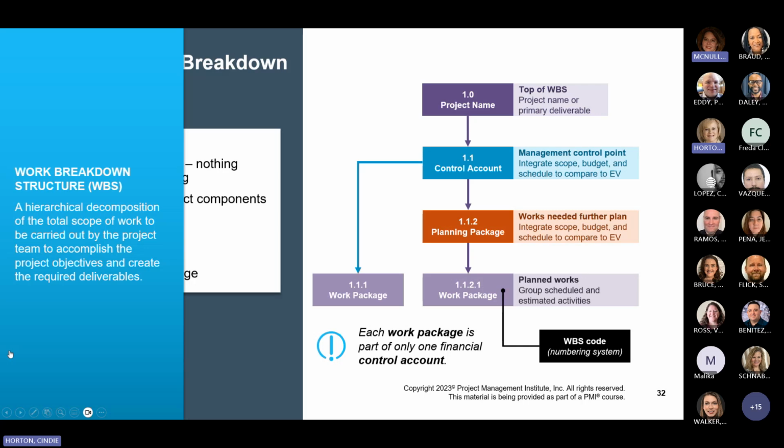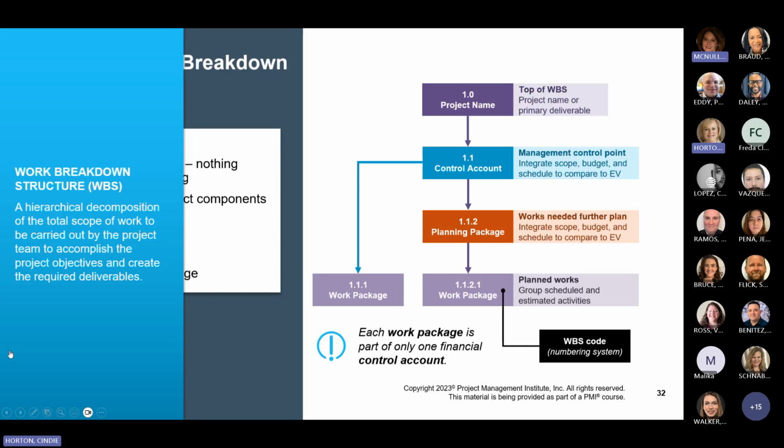The deliverables and their component sub-deliverables are represented on the WBS in levels of descending order from the project name at the top. The control account is a management control point where scope, budget, and schedule are integrated and compared to the EV, or earned value, for performance measurement. And you'll learn more about EV later on. In fact, I think I covered that with you guys towards the end of the whole set of courses you're taking. It has two or more work packages, though each work package is associated with a single control account.